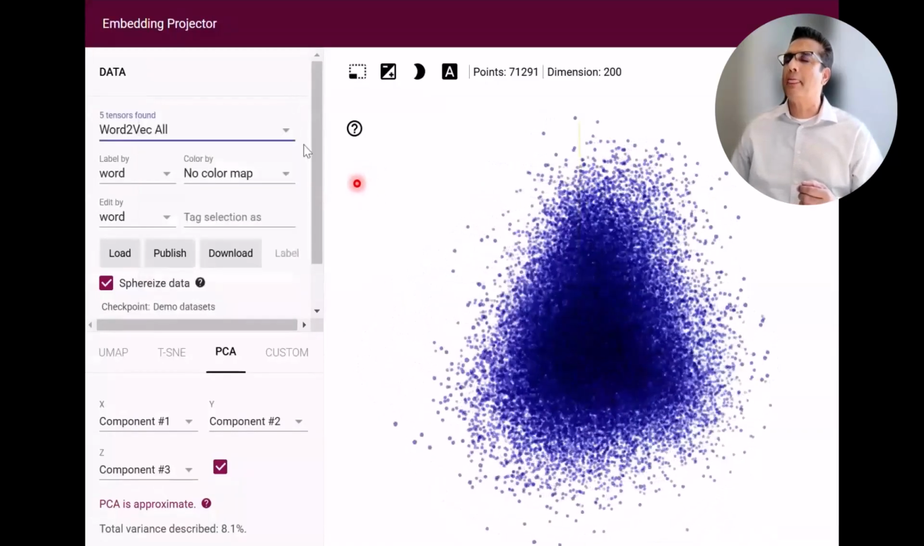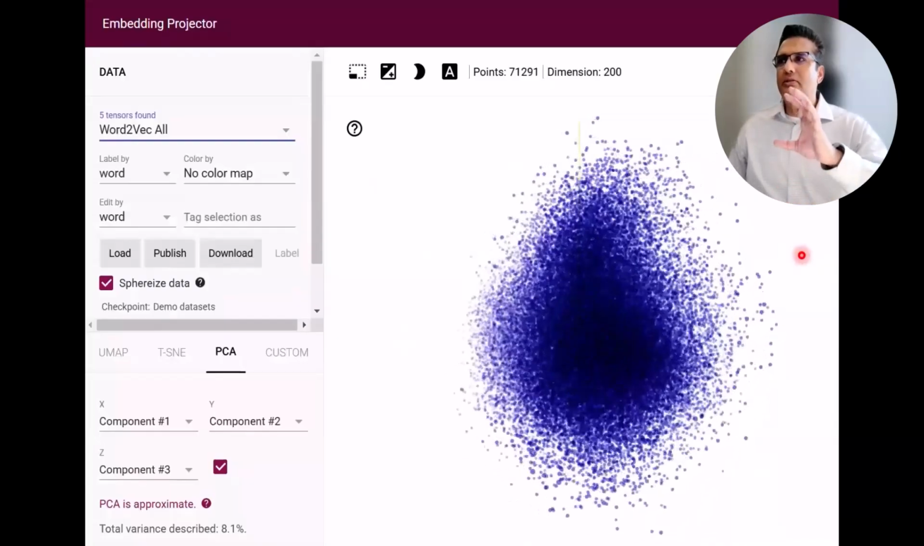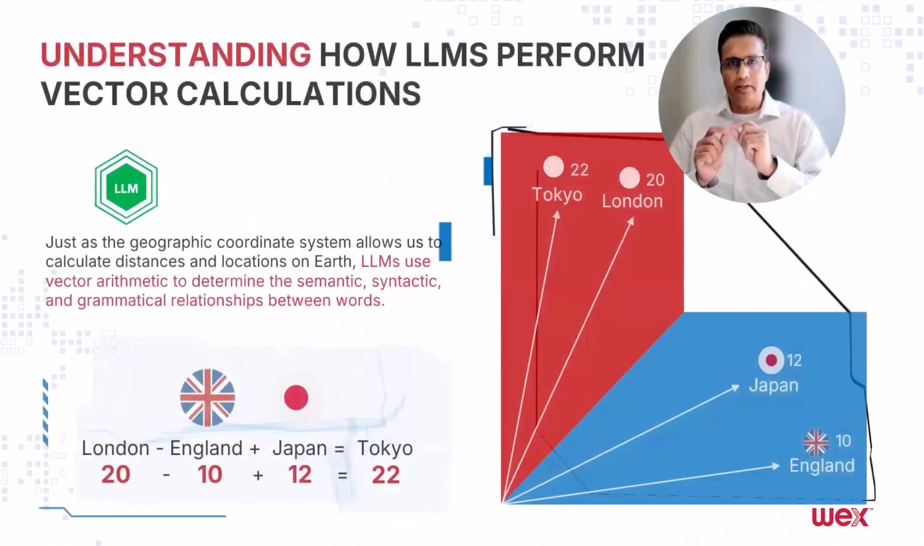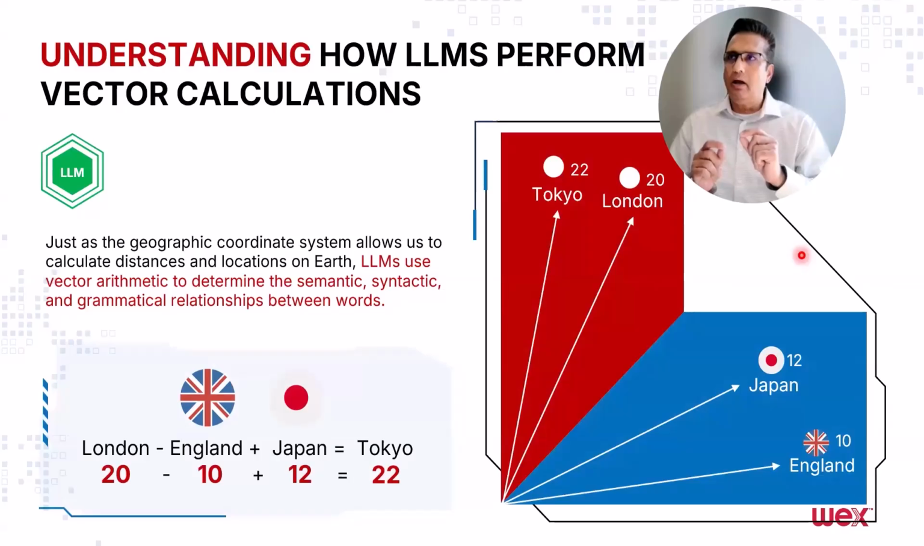Now, since you understand that each word is represented by a number, let's understand how the LLMs perform calculations on these words to actually come up with answers.